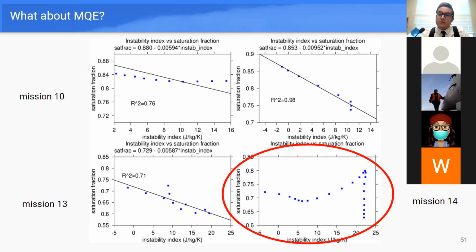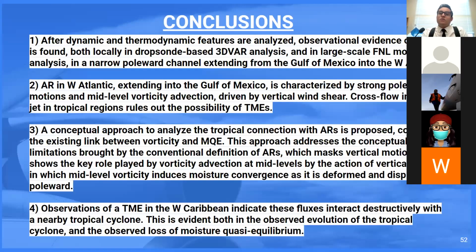And this happens in the region where the tropical moisture export supposedly happened, in the next day where the subsidence region is at. So was it a tropical moisture export? It pretty much isn't. So what do I conclude from both of my cases?